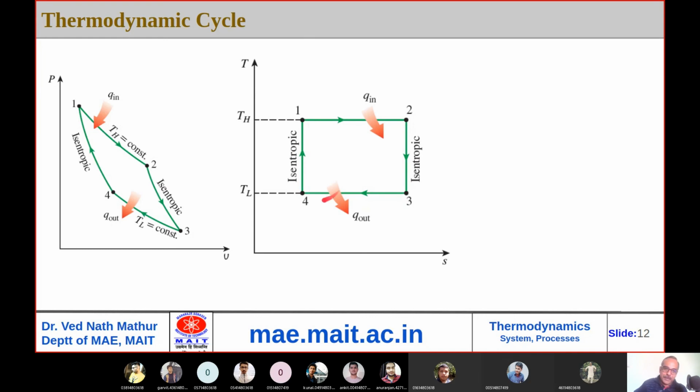So the area of a closed cycle on a TS diagram or on a PV diagram represents net heat transfer as well as net work transfer. Well, the statement is not true for a single process, but this statement is true for a closed cycle. So for a process 1 to 2, the area below the curve 1 to 2 on a TS diagram represents heat transfer. It doesn't represent work transfer if it is a single process.